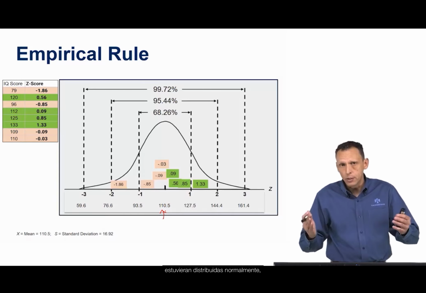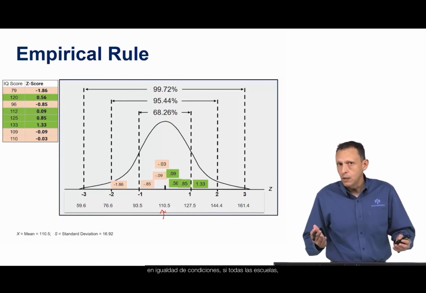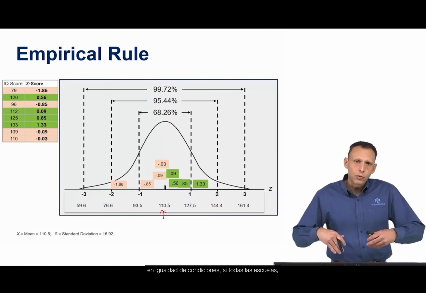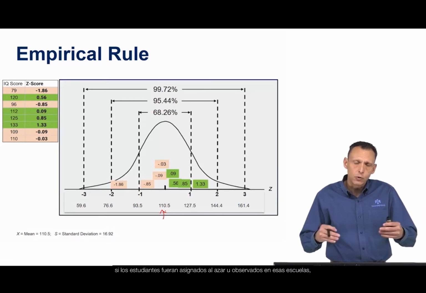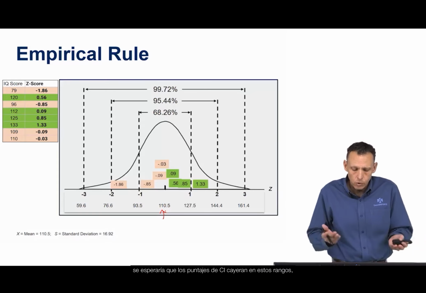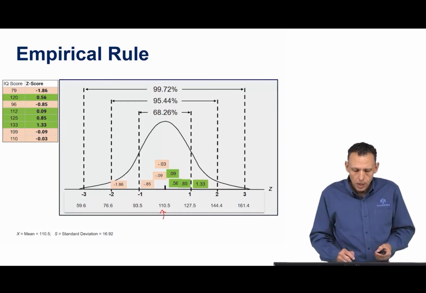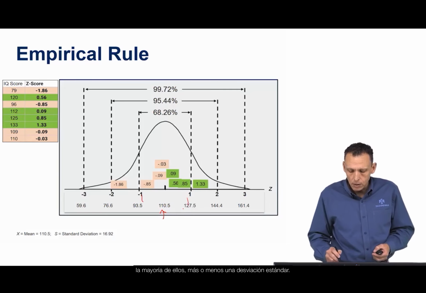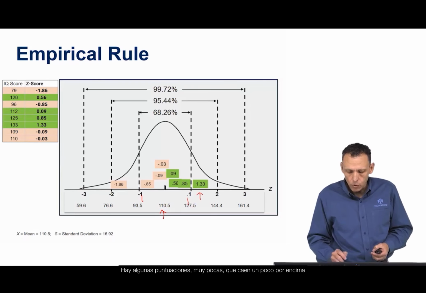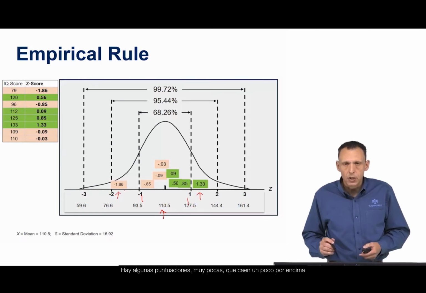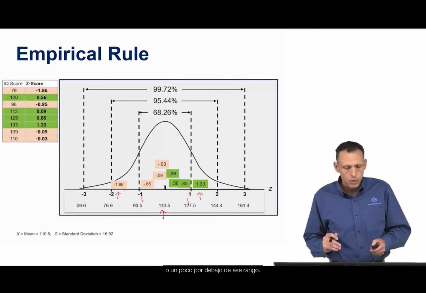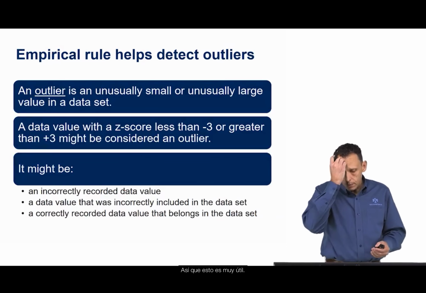If things are normally distributed, all things being equal, if the students were randomly assigned or observed in those schools, you would expect IQ scores to fall in these ranges. Most of them are within plus or minus 1 standard deviation. There are some scores, very few, that fall a little above or below that range. So this is very helpful.